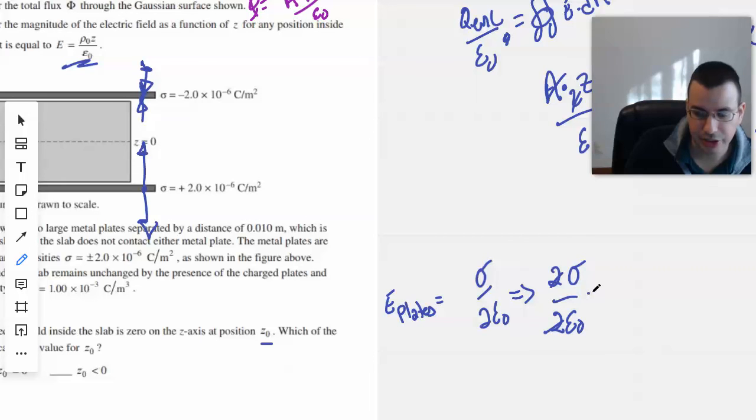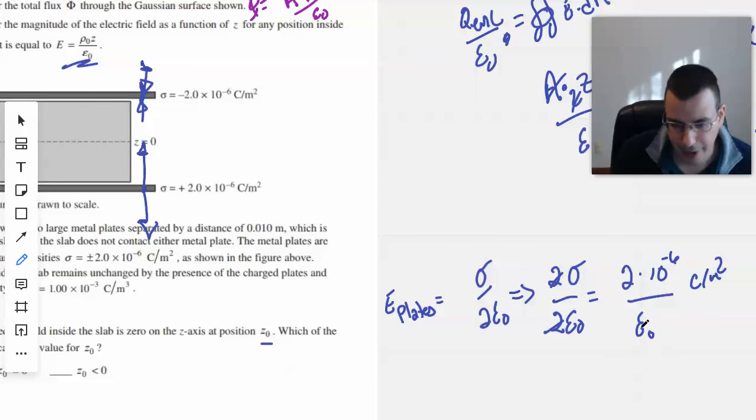Two plates, and that's going to be 2 times 10 to the negative 6 coulombs per meter squared over epsilon naught. Okay?